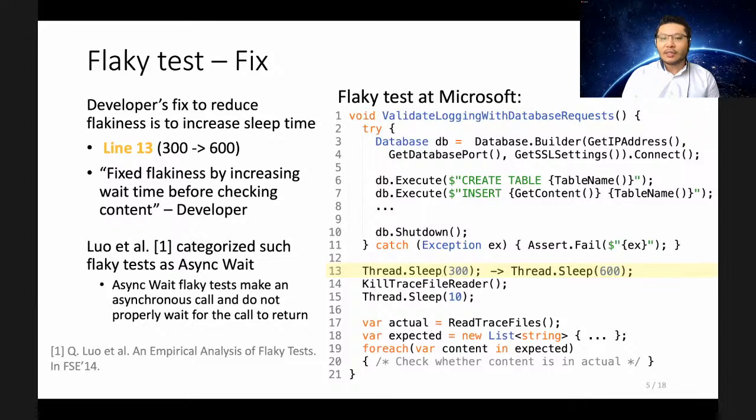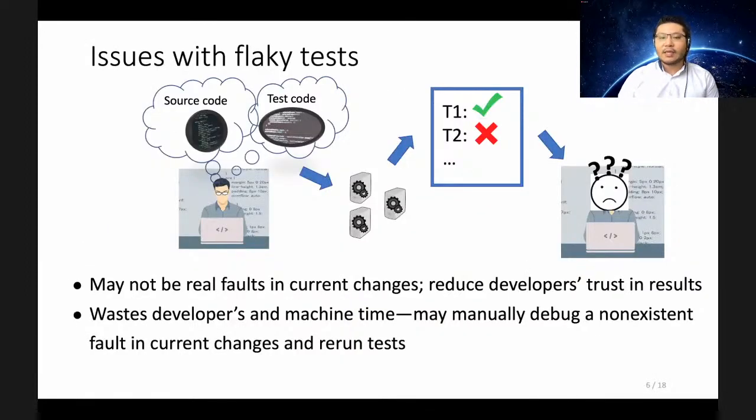In general, flaky tests of all kinds, including these async wait ones, are problematic for various reasons. That includes wasting the developer's time: if a developer makes a recent change and a flaky test fails, they may think it's because of their change, and spend time manually debugging a non-existent fault in their recent changes. It also wastes machine resources to rerun the tests.